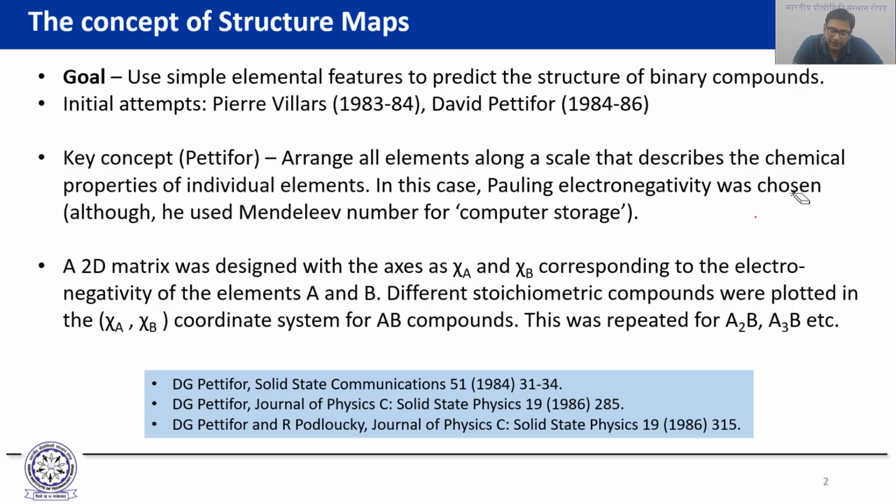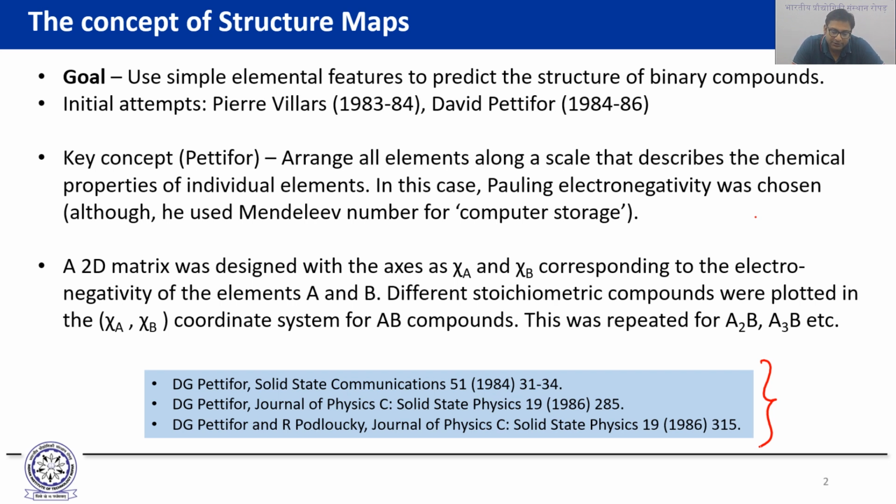So this was actually a fairly laborious task, but it was unique in the sense that it was an attempt at classifying the crystal structures of binary compounds using some rather simple metrics. In this case, that was just the Pauling's electronegativity. So this was, in fact, a very interesting piece of work. And so what I've done, I have put up the references to the original papers by Pettifor.